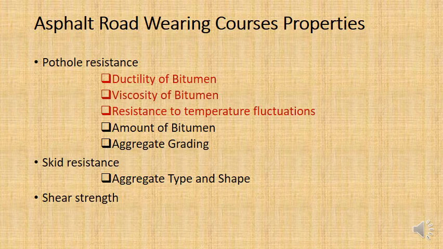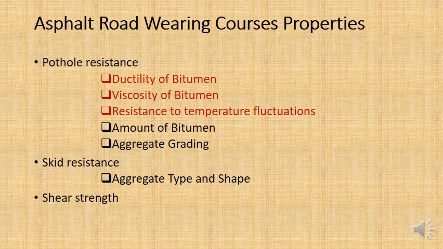The other properties that influence pothole resistance have to do with asphalt properties, the amount of bitumen, that's very important, and also the grading of the aggregate in the asphalt. If it is poorly graded, then you're going to get big voids that are filled with bitumen that can be worn away by cars driving over it, because remember, the bitumen is quite soft, unlike the aggregate.